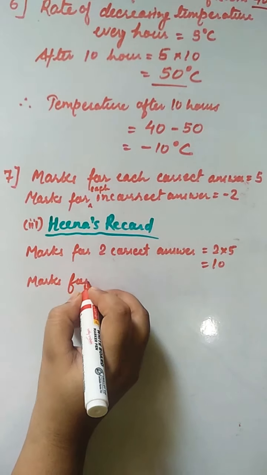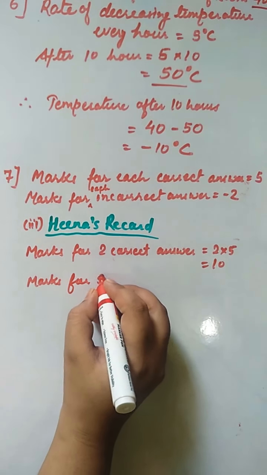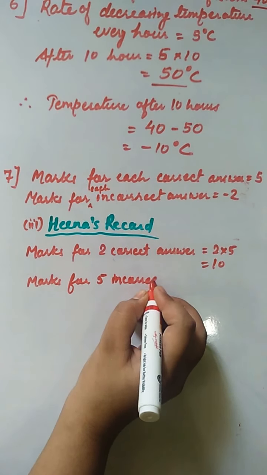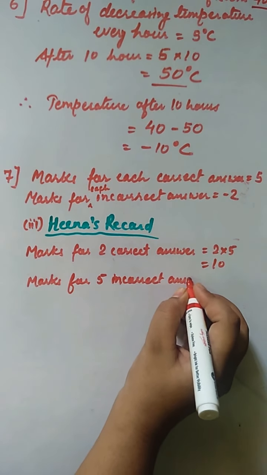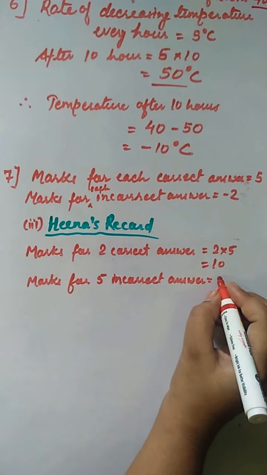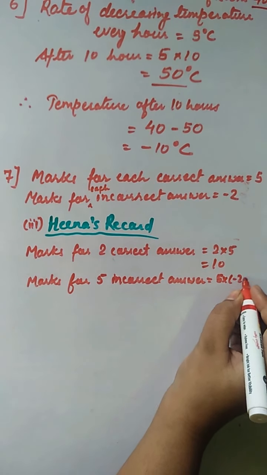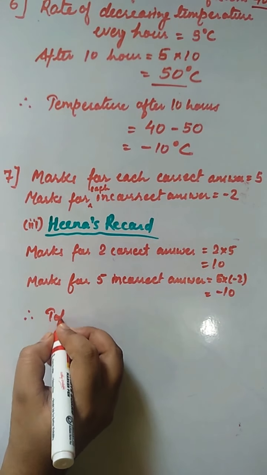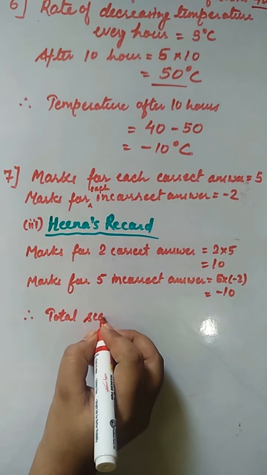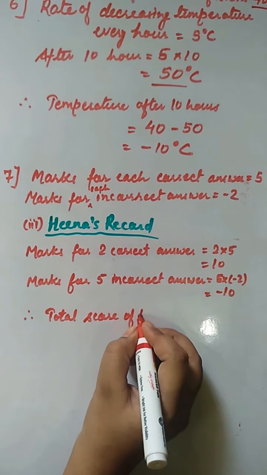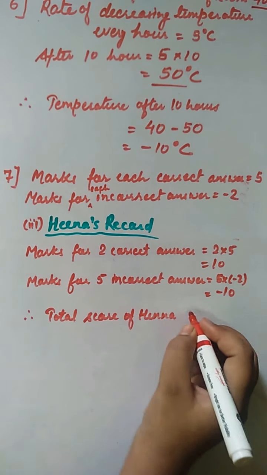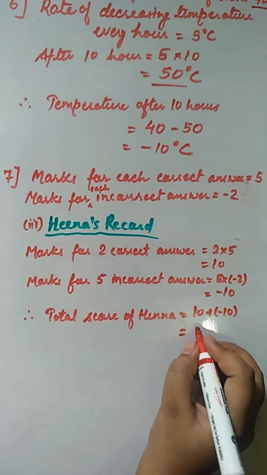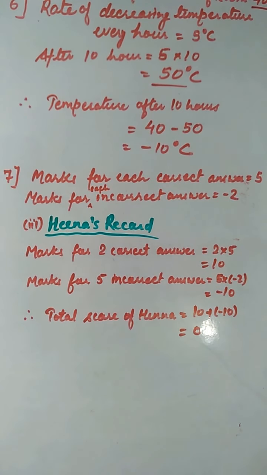For how many incorrect answers did she give? 5 incorrect answers. So marks for 5 incorrect answers is how much? 5 into -2, that is -10. Therefore the total score of Hina is how much? 10 plus -10. So in total she got 0 marks.